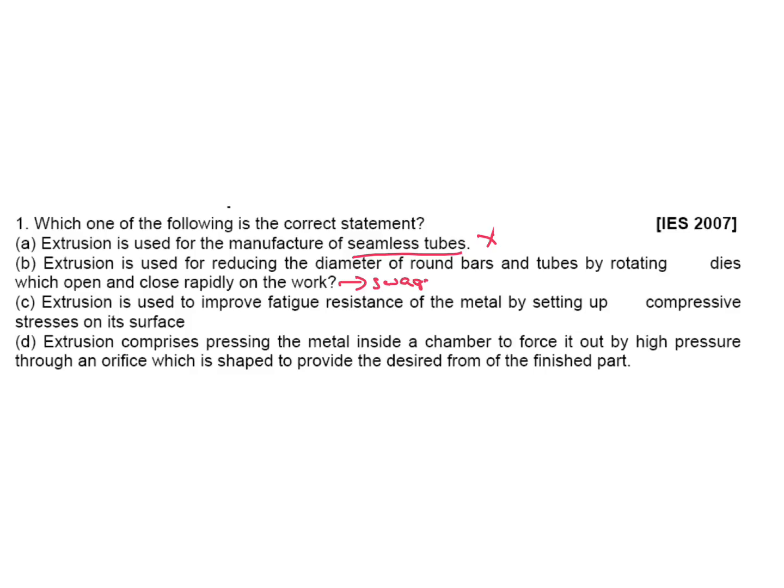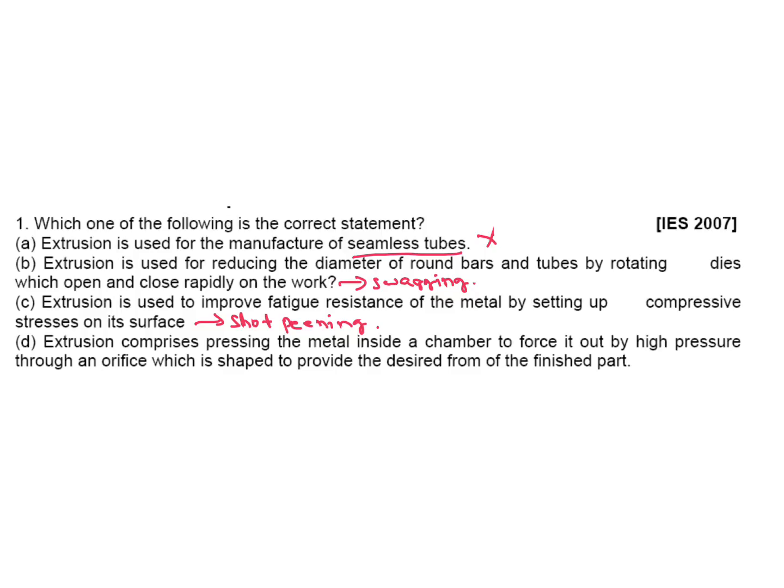Swaging or rotary forging or radial forging. Extrusion is used to improve fatigue resistance of metal by setting up compressive stresses on its surface. This is shot peening. In shot peening we are increasing fatigue resistance by setting up compressive stresses. Extrusion comprises pressing the metal inside a chamber to force it out by high pressure through an orifice which is shaped to provide the desired form of the finished part.